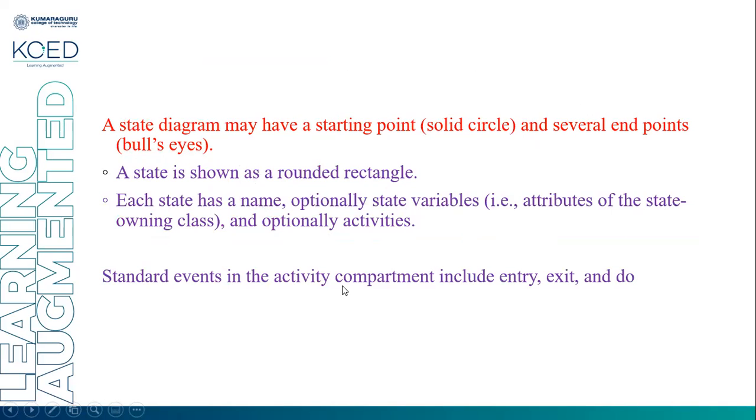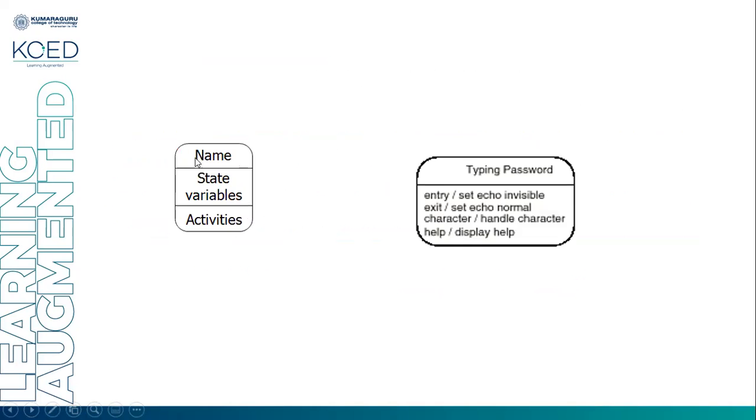Standard events in the activity compartment include entry, exit, and do. So the state has a name, state variable, and activities. Name is mandatory; state variable and activities are optional. For example, typing a password is a state name. Entry means set echo invisible. Exit means set echo normal. Character means handle a character. Help means display the help. So this is an example.